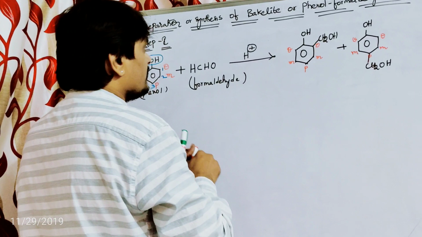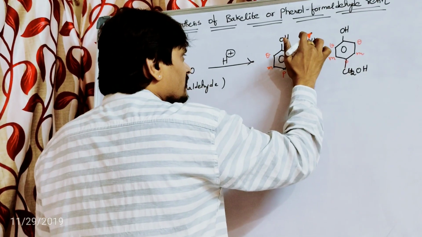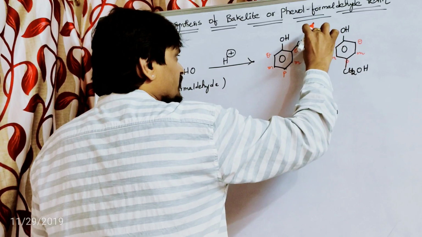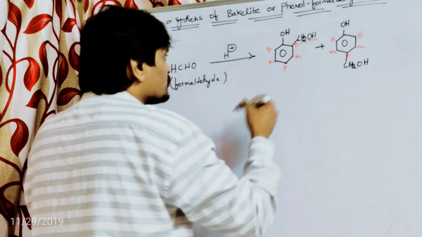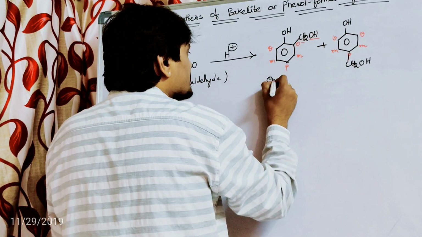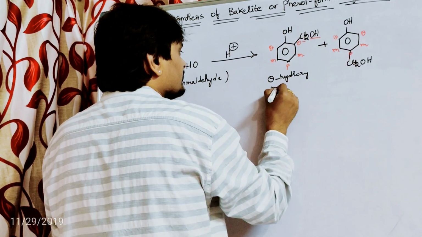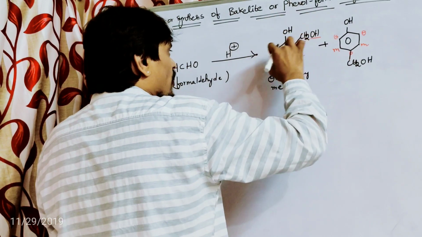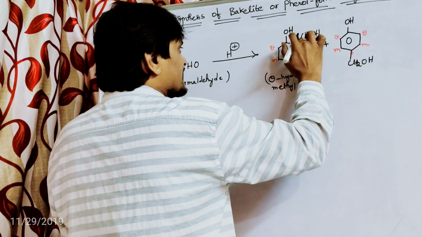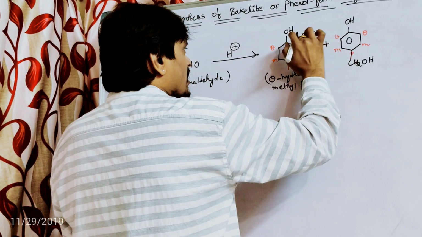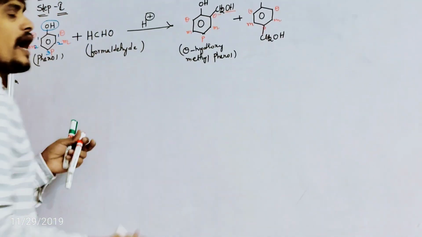So see here, students. At ortho position, hydroxyl group is there, methyl group is there, and this is phenol. So accordingly, what will it become, students? Ortho hydroxy. This is methyl. What is the moiety? This moiety is phenol. As it is at the ortho position, it is ortho, hydroxy, CH2 is methyl, and the remaining moiety is phenol. So this is ortho hydroxy methyl phenol.